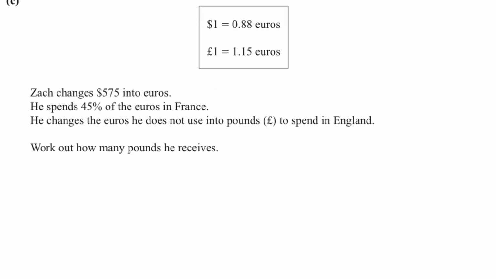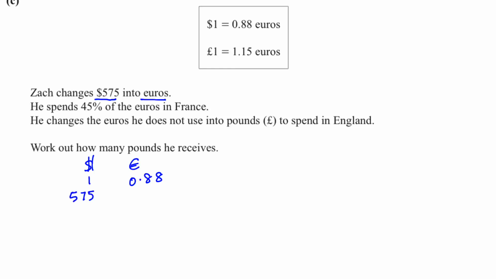Whichever way you understand. In C, we have been given the currency rates of dollars to euros and pounds to euros. Let's read the question. Zach changes $575 into euros. He spends 45% of the euros in France and changes the euros he does not use into pounds to spend in England. How many pounds does he receive? There are a couple of steps that we need to do here. First thing we will do is convert the $575 into euros. This is the dollar and this is the euros. $1 is equal to 0.88 euros.